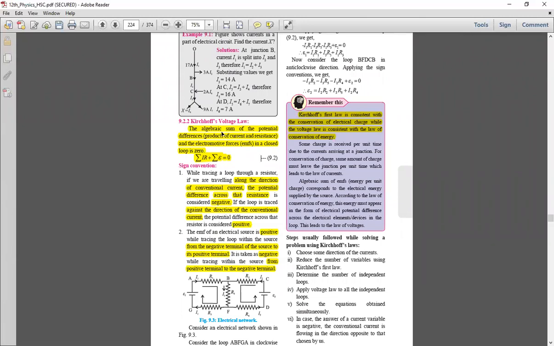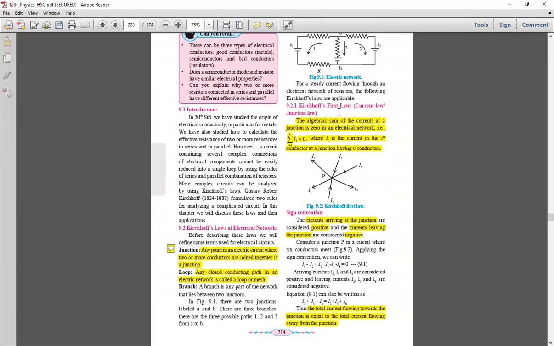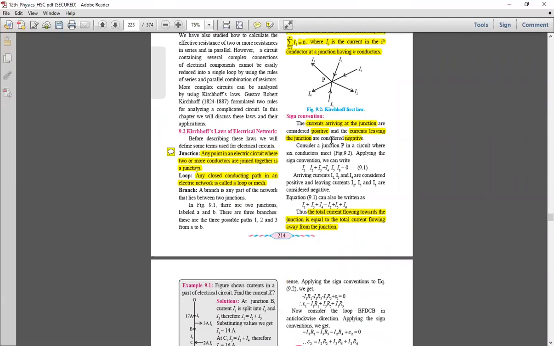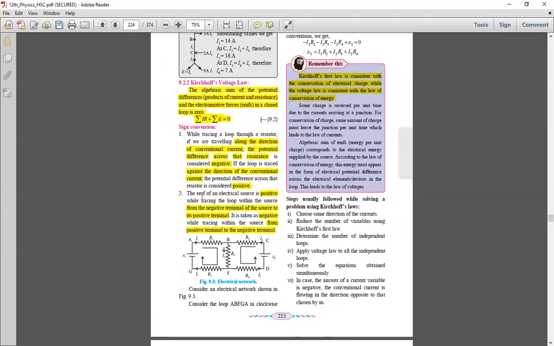Kirchhoff's voltage law follows the law of conservation of energy. As in the last video we said, Kirchhoff's first law follows the law of conservation of charge. Here Kirchhoff's voltage law follows the law of conservation of energy. It is already mentioned in the book. Let's understand Kirchhoff's voltage law by solving some examples. The exercise is already given in this book, so I solved those problems. Let me show you.